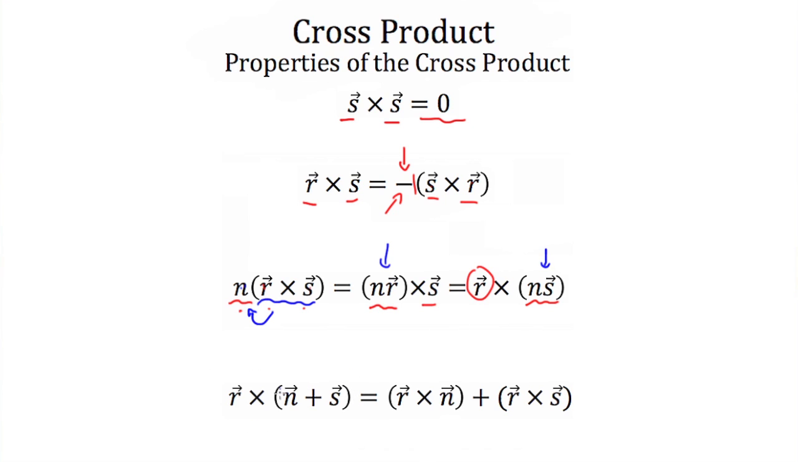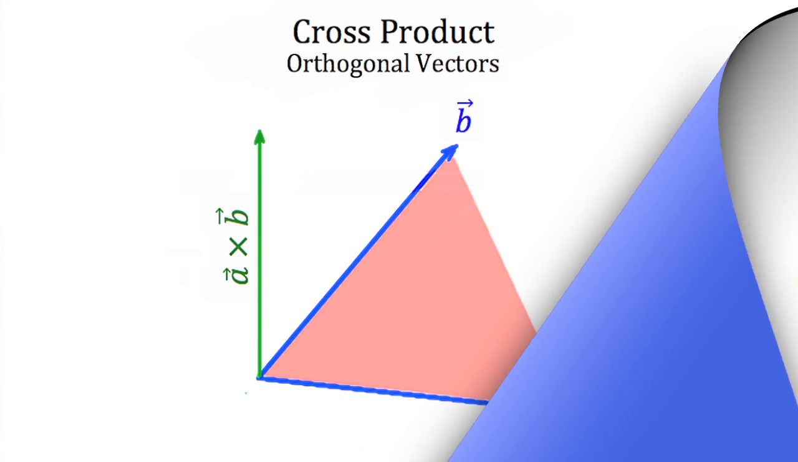Now, if you want to multiply or cross a vector with the sum of two vectors, this you can distribute because you're multiplying two vectors that are being added together. So the cross product of r with n plus s is the same as r crossed with n plus r crossed with s. This is distributive because of this addition.